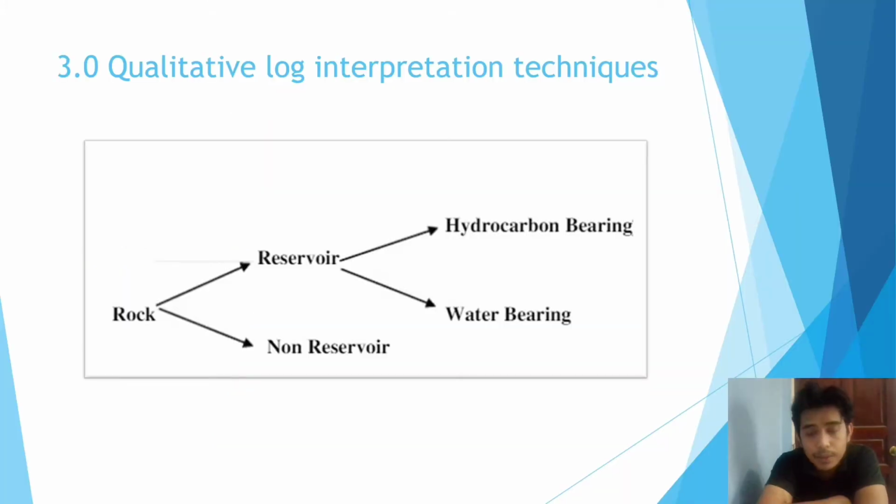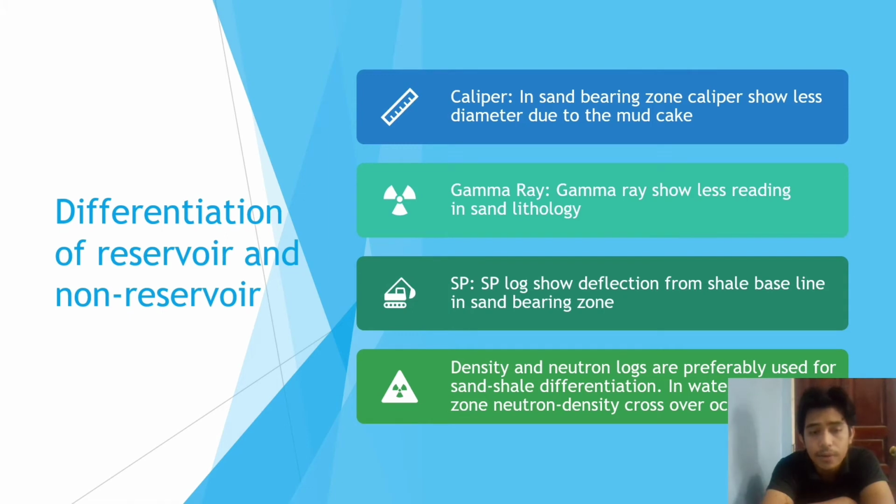We proceed to the next part, which is qualitative log interpretation techniques. It is a flow diagram of the techniques, in which we identify the rock first and differentiate whether it is reservoir or non-reservoir, and then we differentiate further between hydrocarbon bearing and water bearing. The analysis of log data to identify the potential hydrocarbon zone is an important aspect in log analysis, and a scanning technique is required to sort out the reservoir from non-reservoir.